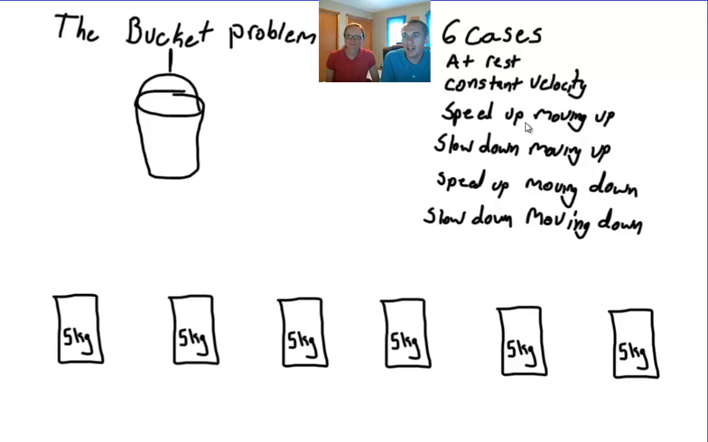We can have the bucket at rest. We can have the bucket moving at a constant velocity. We can have the bucket speeding up, moving up. Why would it be speeding up, moving up? Okay, speed up, move up, that might be me picking up the bucket, right? So it started at rest, and to get it moving up, you had to speed up. Slow down, moving up, that means that's like the end of my picking up motion. So you raised it, now you're holding it, slow down.